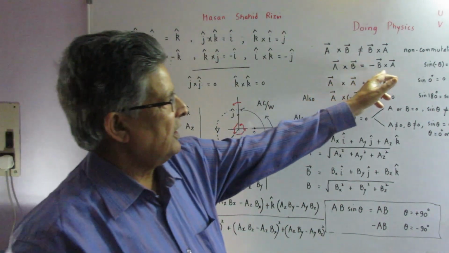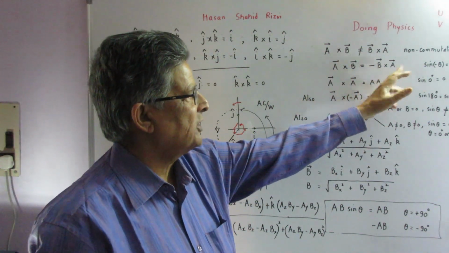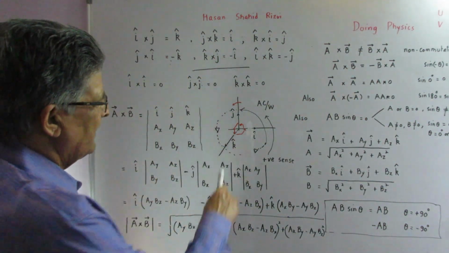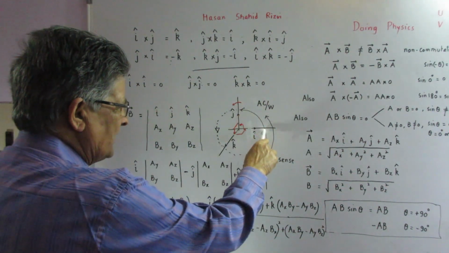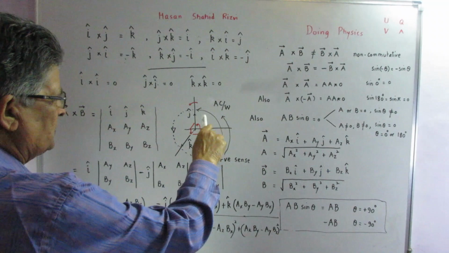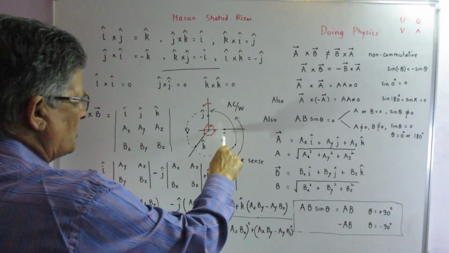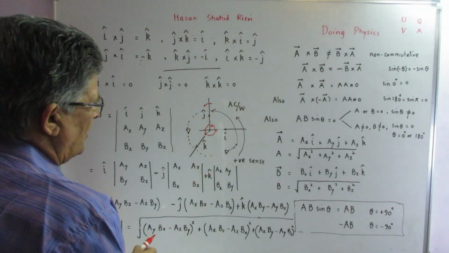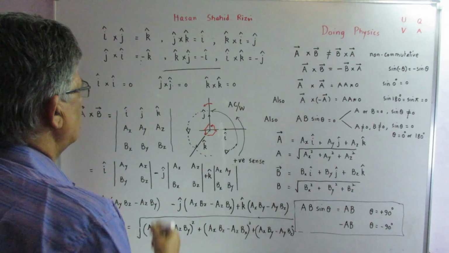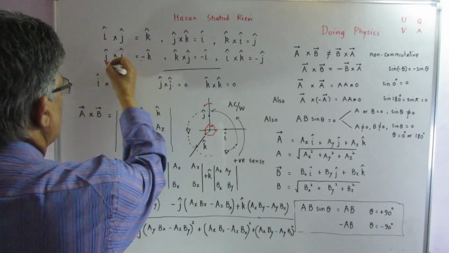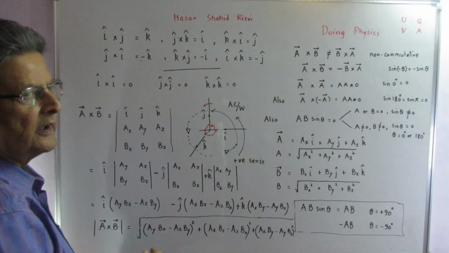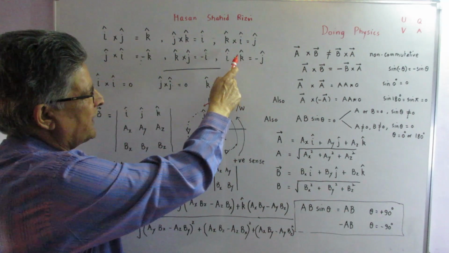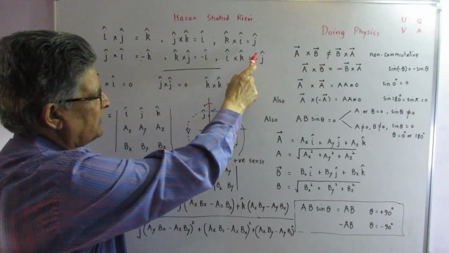And from the definition, A cross B is equal to minus B cross A, when the angle is negative. That is, if I take j cap cross i cap, then the vector will be going inside, and that is minus k cap. So it follows that j cross i is equal to minus k cap, k cross j is equal to minus i cap, and i cross k cap turns out to be minus j cap.